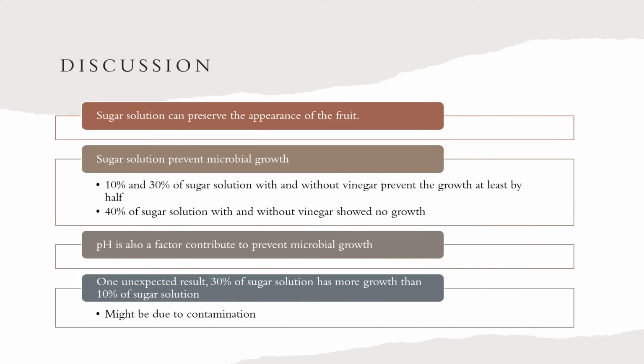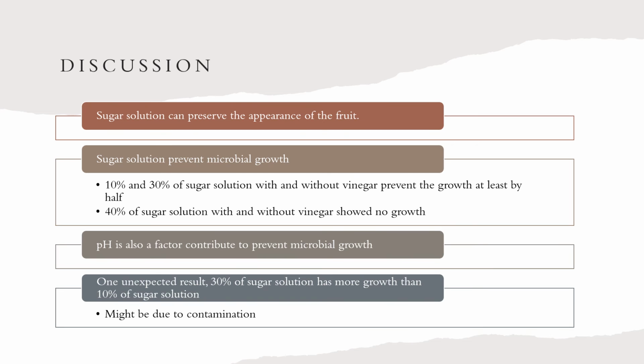So the experiment has proven that sugar preserves the appearance of fruit, since the appearance of sample C1 deteriorated the most compared to other samples. Our theory states that the higher the sugar concentration, the better it will preserve food. It shows in the result of microbial growth that 40% sugar solution shows no growth at all, while 10 and 30% have less growth compared to the fruit that was not treated with sugar solution. Besides, pH also contributes to preventing growth.